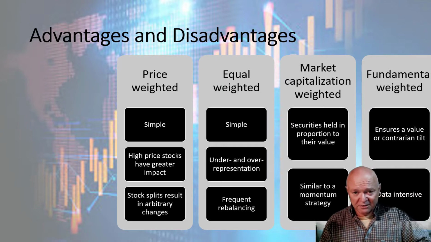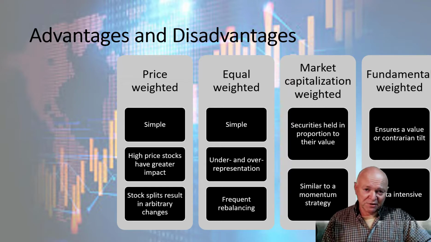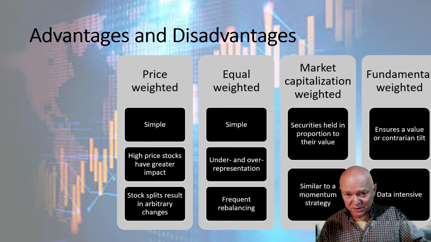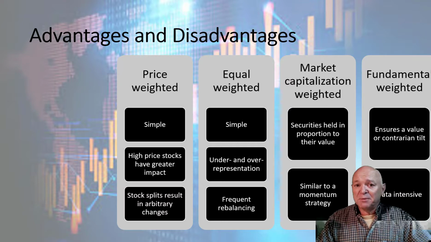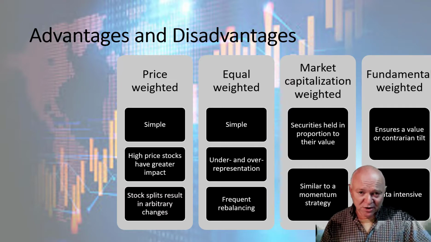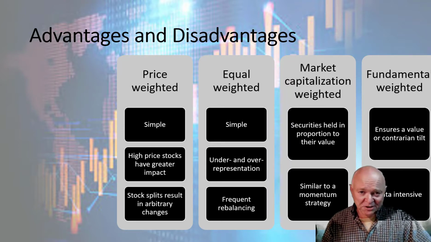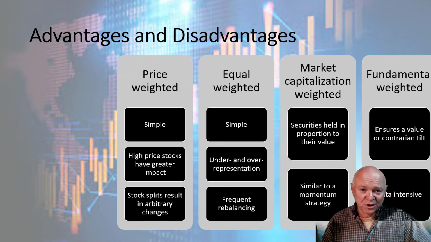Fundamental weighted, again, where we may have inconsistent information about the value of businesses. We change the weighting according to a standard measure like the company's size or their book value. It may be contrarian, where the market capitalization is a momentum strategy. This might actually give us information that points to the opposite direction. And it requires constant refreshing of the data.